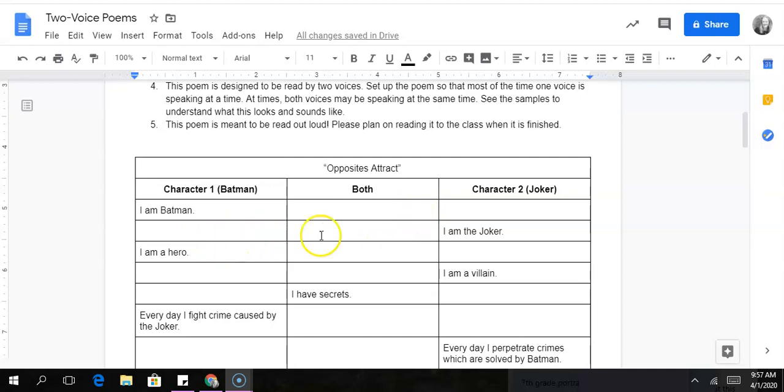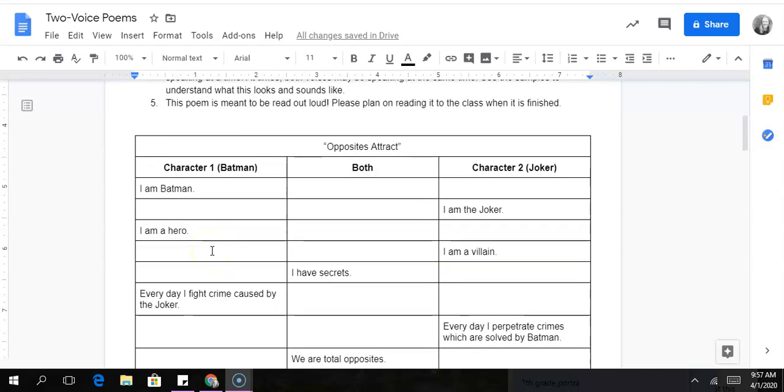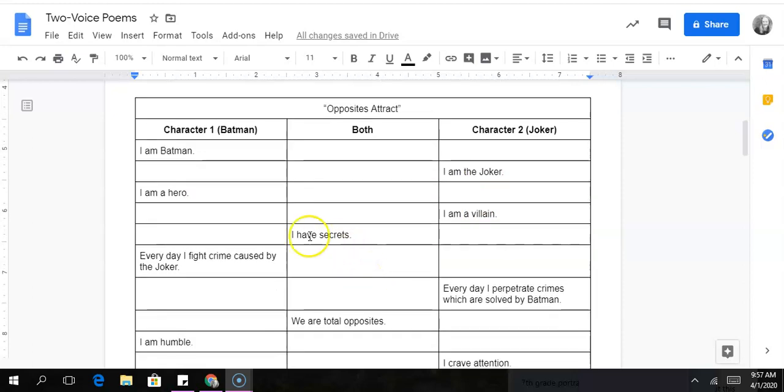So you go down to the next line, and now you're going to have character two introduce themselves. You'll have, I am the Joker. Now, in this case, we have another line, I am a hero. The Joker is not a hero, so he's not going to say that. So again, you just fill in this section with Batman. Then the Joker says, I am a villain. Batman's not a villain. But then we come down here where they both have something in common. And so when this poem gets read out loud, the people reading for character one and character two would say at the same time, I have secrets.